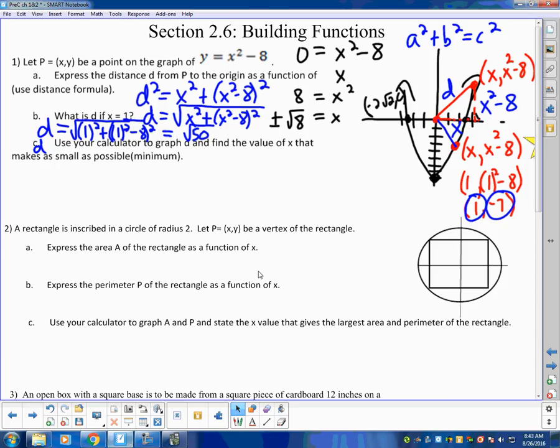So if you go back here, it says use your calculator to graph D and find the value of x that makes D as small as possible. I was asking for the value of x, and it just so happens the value of y is the same. Although, the value of y actually represents D, so it's not necessarily 45-45, because remember, our function was not y equals, it was D equals. The x value that makes the distance as small as possible is x equals 2 root 2, and the actual distance, D, is equal to 2 root 2.